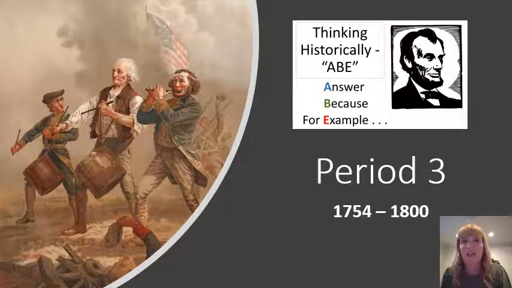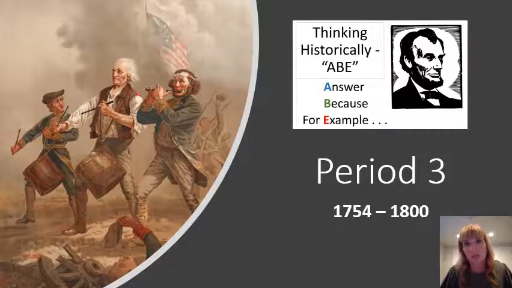Hey guys, let's go ahead and practice some secondary source short answers with time period number 3, which remember goes from 1754, which is when we see the beginnings of the French and Indian War, all the way up to 1800 after the United States have had some time to establish themselves. So as we look at these secondary sources, remember to think of our friend Abe.